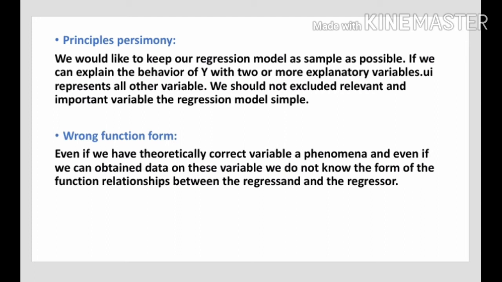Wrong functional form. Even if we have theoretically correct variables explaining a phenomenon, and even if we can obtain data on these variables, we do not know the form of the functional relationship between the regressand and the regressors.